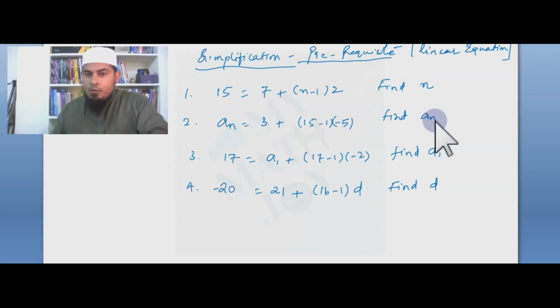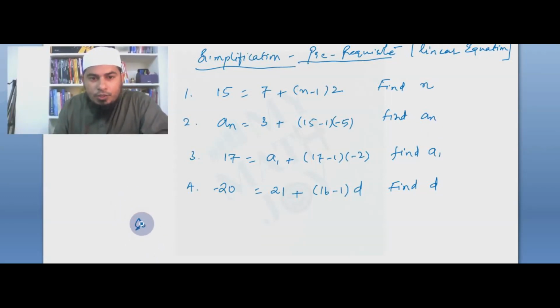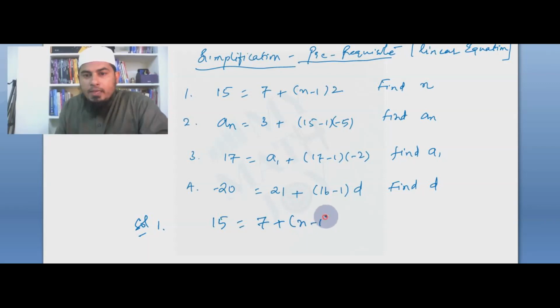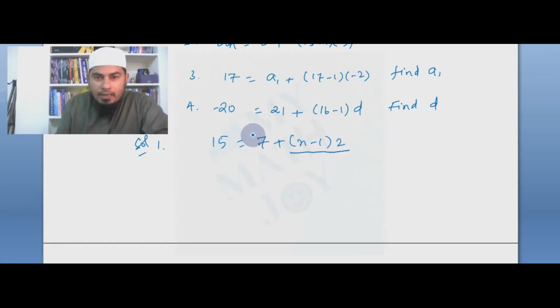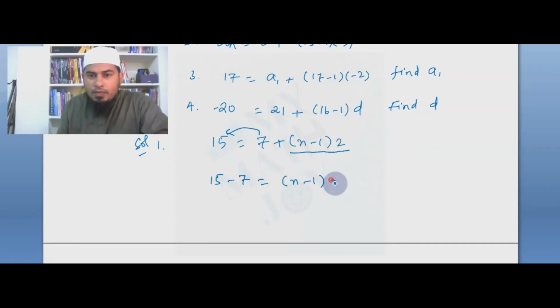So I brought 4 questions here on this formula. How many questions may be asked here? 4. Let us do that. 4 are waiting for you to practice. So let us take the first question. Solution for number 1: you see here 15 is equal to 7 plus n minus 1 times 2. What must we do to find the unknown? We have to find the n value. Let us keep this term here and transpose this term first. So 15 minus 7 will be n minus 1 times 2.